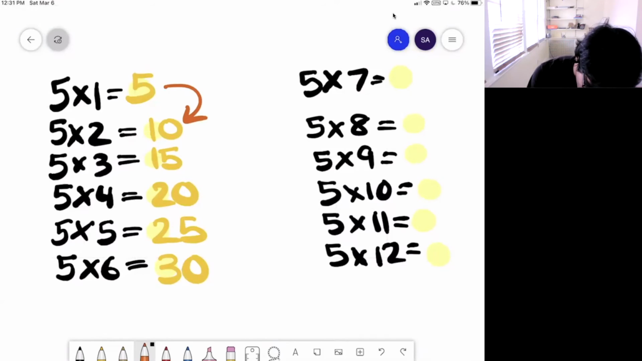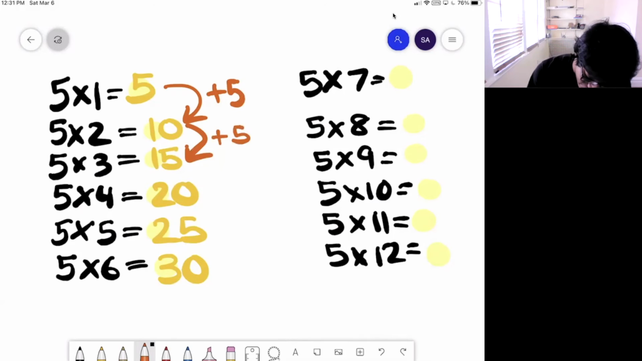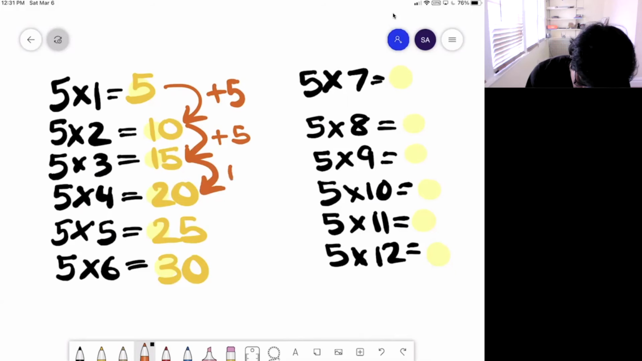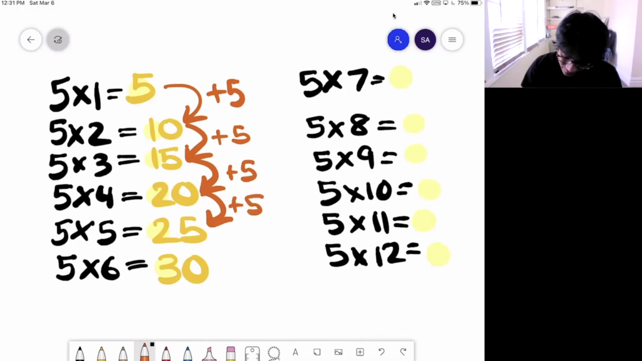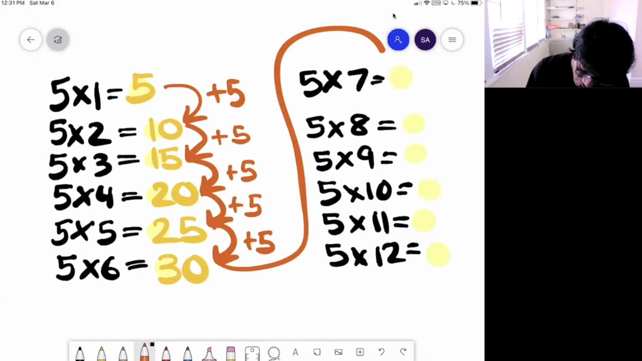But check it out. To go from 5 to 10, what do I need to add? Well, I know that 5 plus 5 is 10. To go from 10 to 15, what do I need to add? Well, I know 10 plus 5 is 15. To get from 15 to 20, I know 15 plus 5 is 20. To get from 20 to 25, 20 plus 5 is 25. To get from 25 to 30, 25 plus 5 is 30.